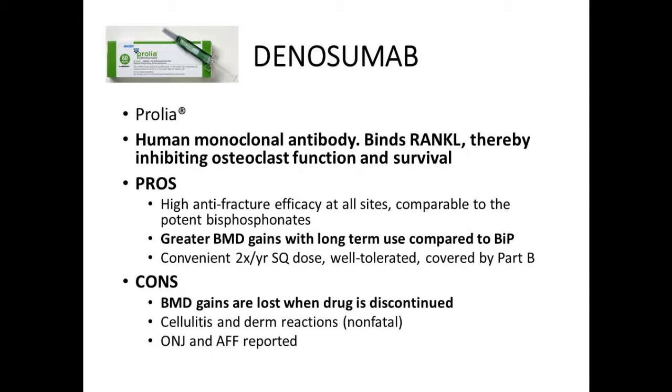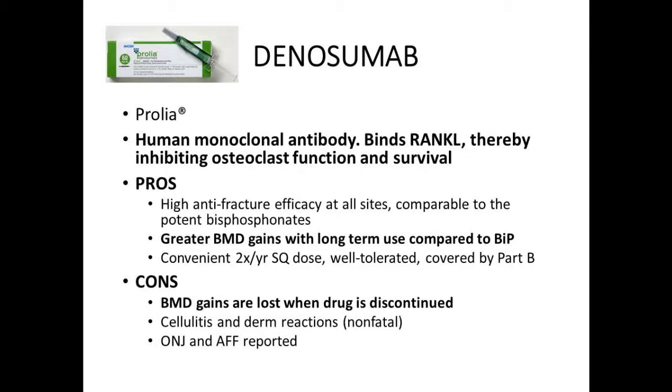It's comparable to the most potent bisphosphonates, meaning zoledronic acid. You get greater BMD gains. I'm not talking about fracture risk, but if you just keep following these people's bone mineral density, it continues going up. It's convenient. You just dose it twice a year subcutaneously. There's no infusion. It's usually well tolerated.